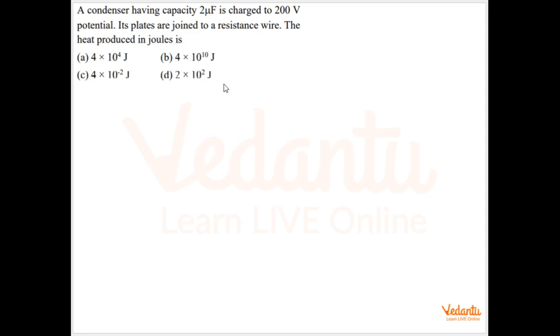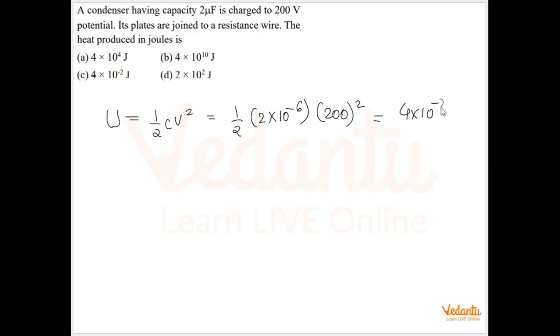Here a condenser having capacity 2 microfarad is charged to 200 volt potential. Its plates are joined to a resistance wire. Find the heat produced. Here beta, the energy stored in the capacitor will be half into C into V square. That will be half into 2 into 10 power minus 6 into 200 the whole square. That, my dear bachcha log, will just be 4 into 10 power minus 2 joules.